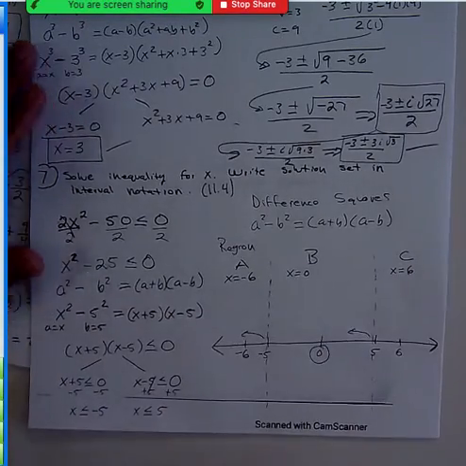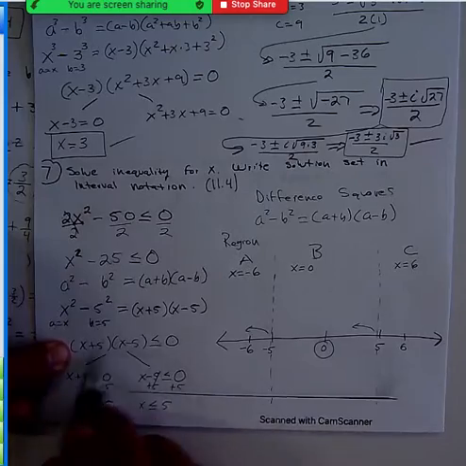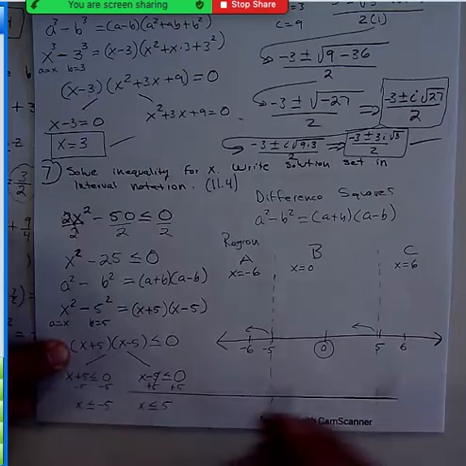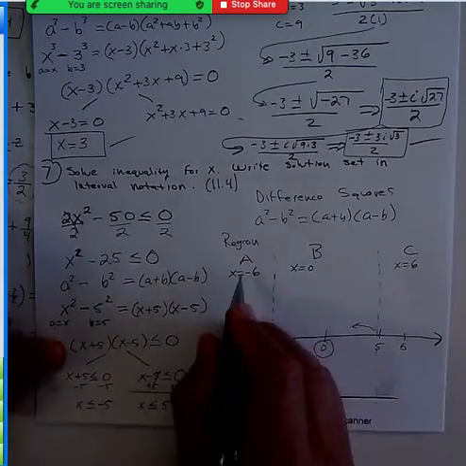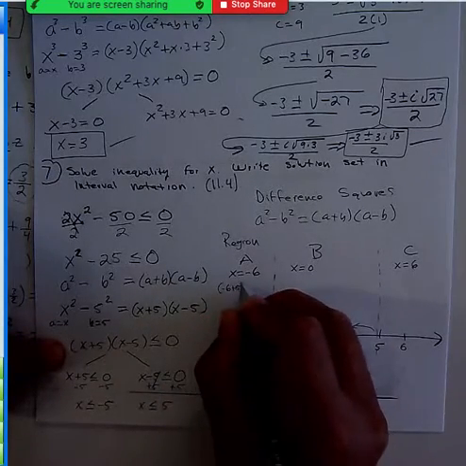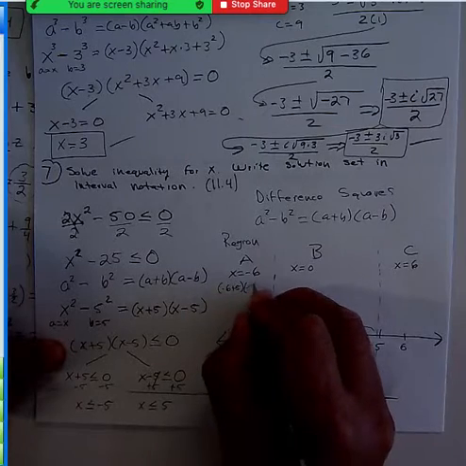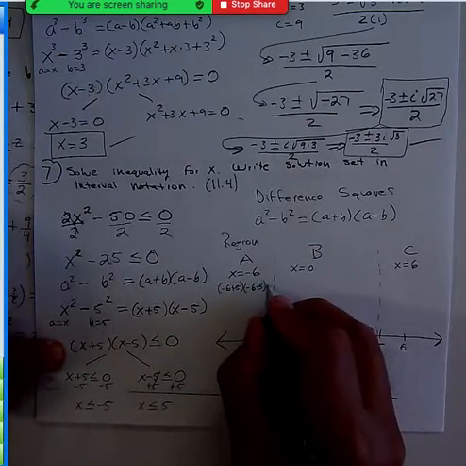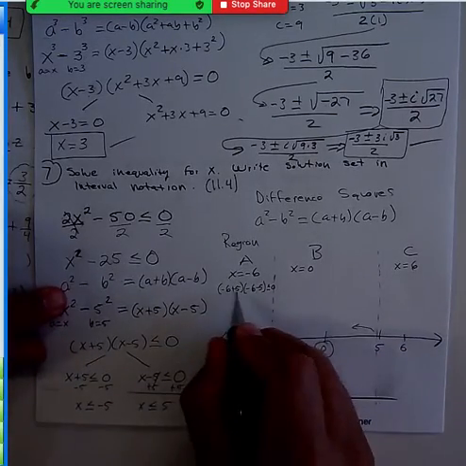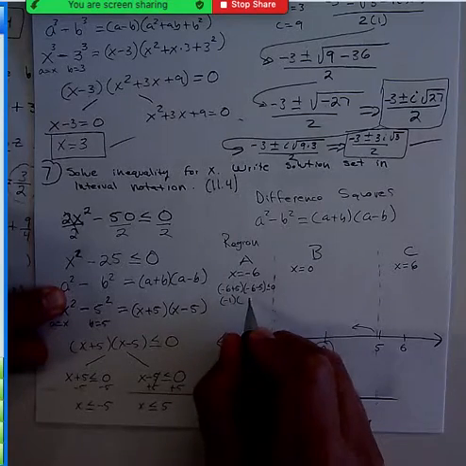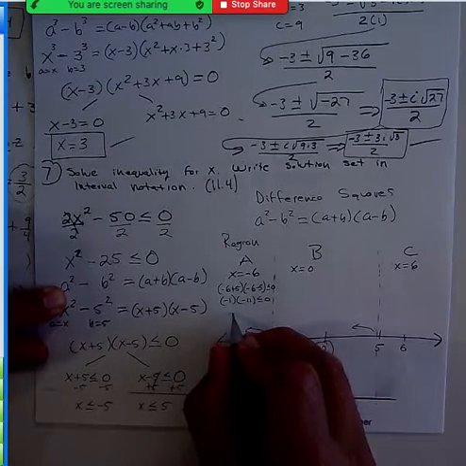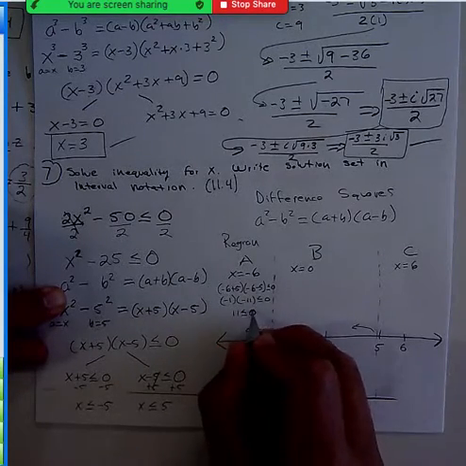Now let's check the regions using this inequality. Do not use this one. That one's already simplified for you. Might as well use this one. So we're gonna substitute into this inequality. So negative 6 plus 5, negative 6 minus 5 has to be less than or equal to 0. This gives me negative 1. This one gives me negative 11. Negative 1 times negative 11 gives me positive 11 is less than or equal to 0.